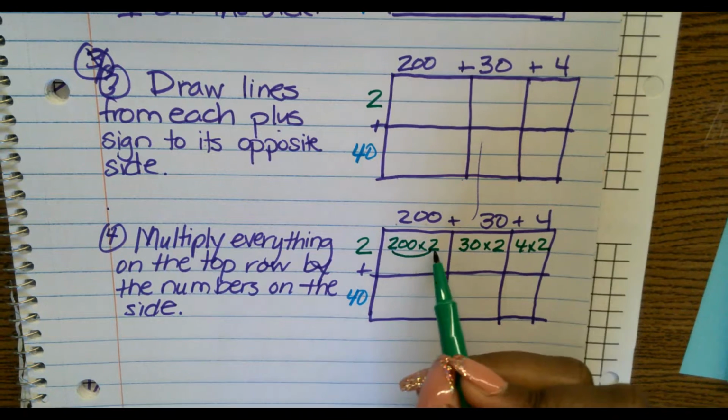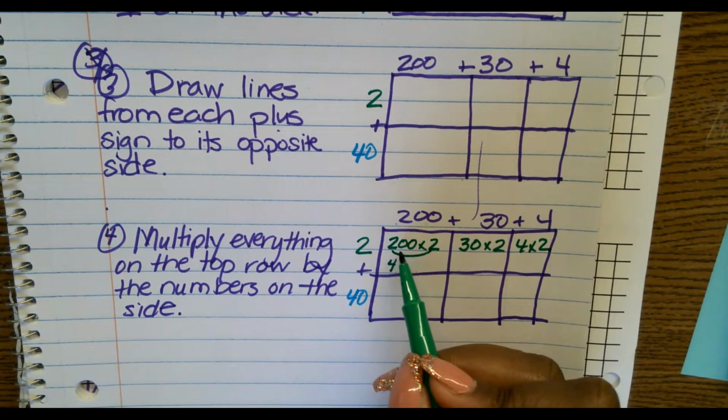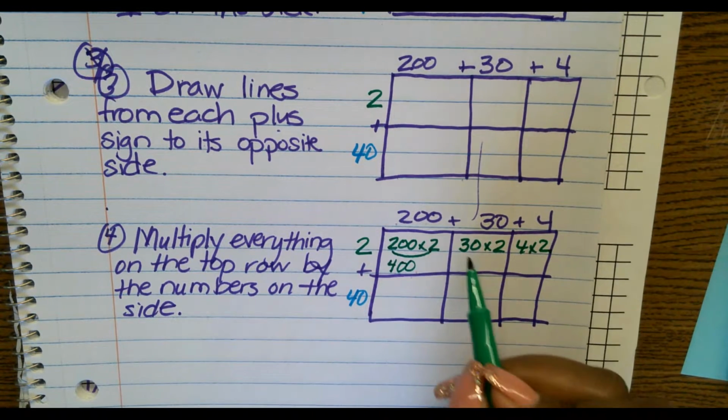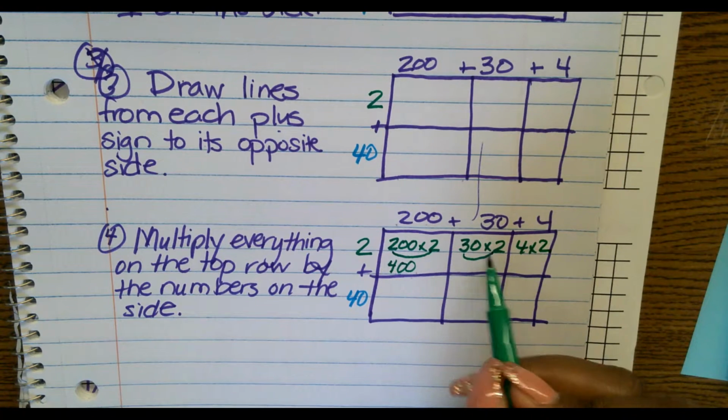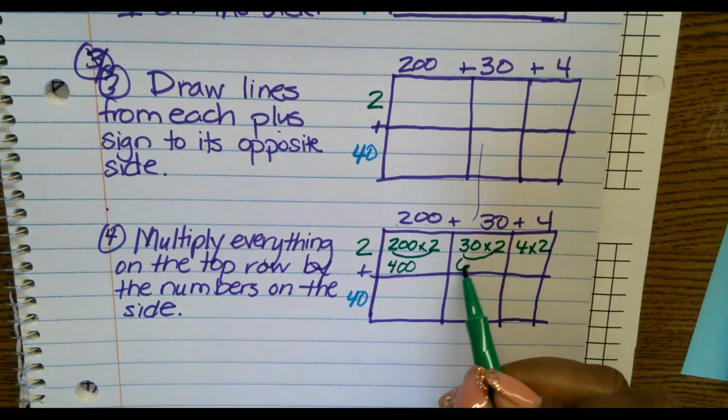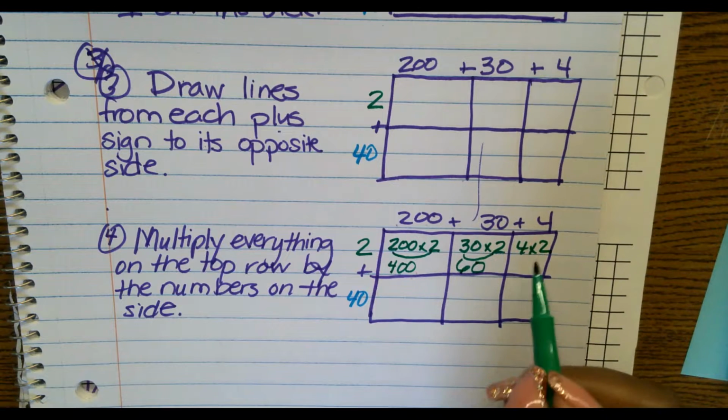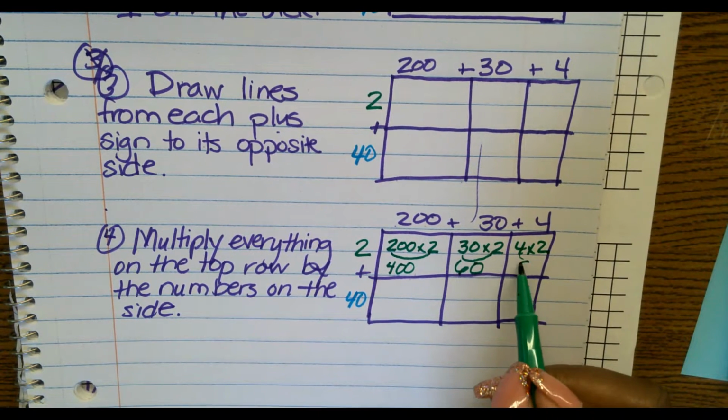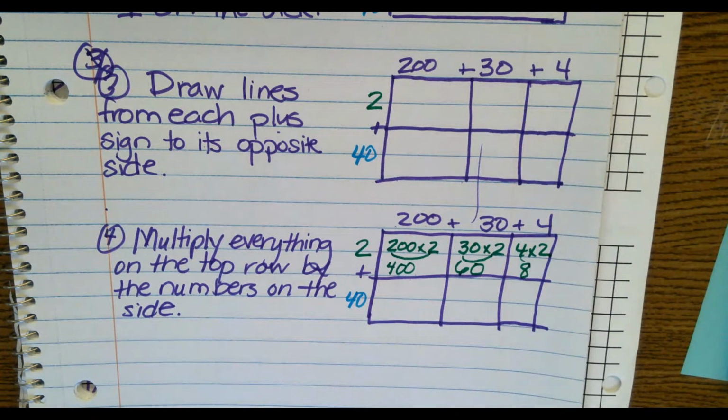Non-zero digits, that's 4. Count the zeros, write the zeros. Non-zero digits, that's 6. Count the 0, write the 0. Non-zero digits, that's 8. And then I'll move on to the next row.